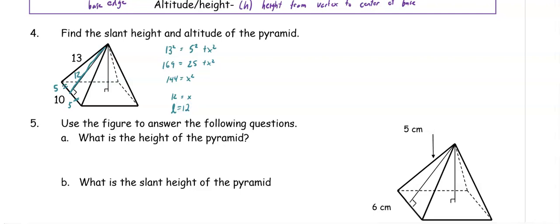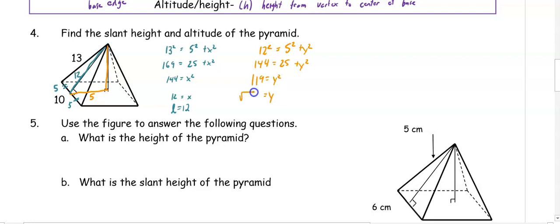Then to find our regular height, we are going to draw in the bottom of the triangle. That length is also going to be 5 because it's half of the base side still. So we would have 12 squared equals 5 squared plus y squared. 144 equals 25 plus y squared. We can subtract 25 and we get 119 equals y squared. So when we solve, y is the square root of 119. That is going to be our height.